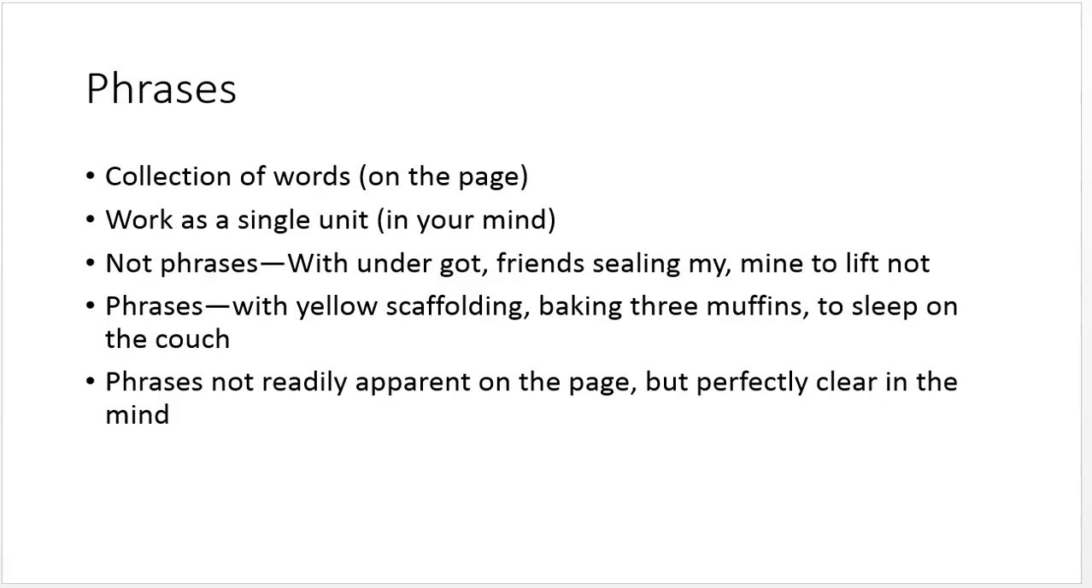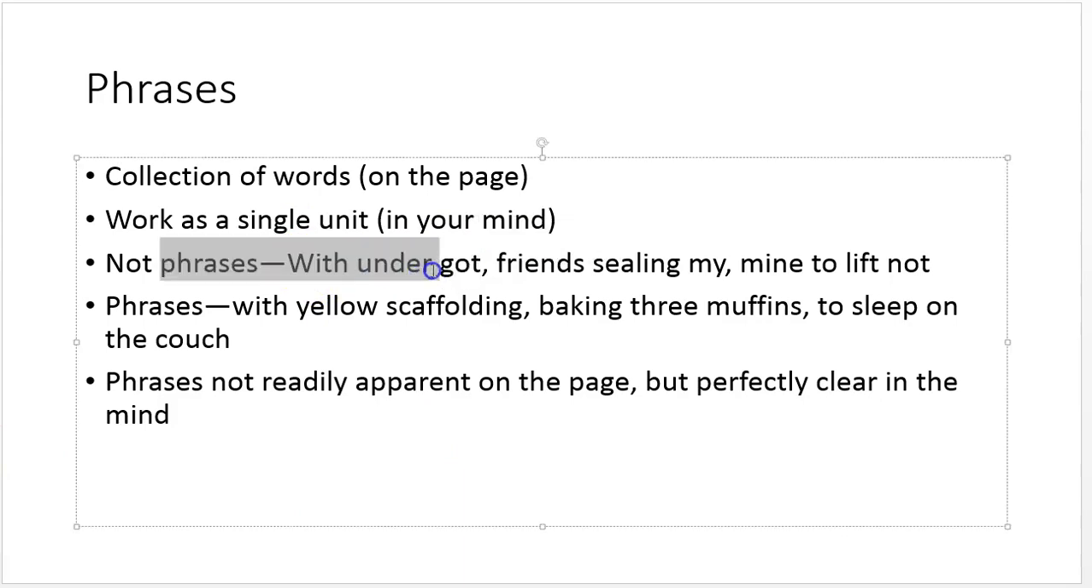And you can get it by looking at some not phrases. To know what something is, it's often important to look at what something isn't. If I looked at a phrase like "with, under, got," that doesn't mean anything. In fact, my mouse won't even highlight it. So "with, under, got," I don't know, that kind of hurt. "Friends selling my," again, nothing clicked in your mind. I hope it didn't. "Mind to lift not," again, all of these are collections of words, but they're all meaningless. You can't do anything with them.